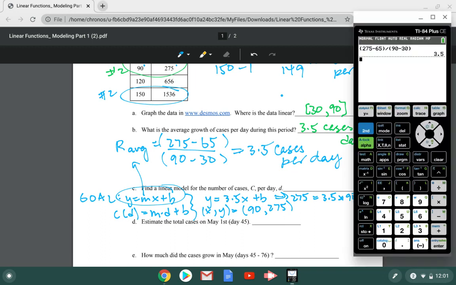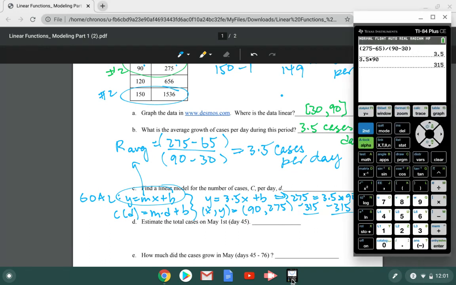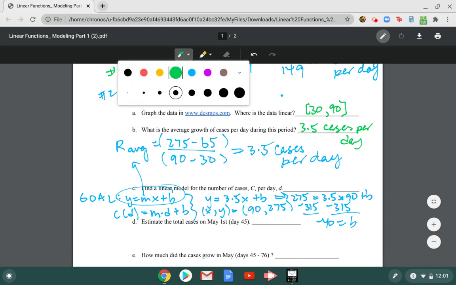Okay, so calculator, I need 3.5 times 90, and that's 315. So I really need to subtract 315 from both sides. That's going to give me a negative b. So back to my calculator here, I want 275 minus 315. And we get negative 40. So negative 40 equals b. Let me put that in green on the answer line and put it all together here. So b is negative 40.